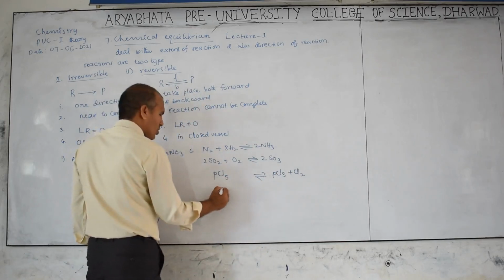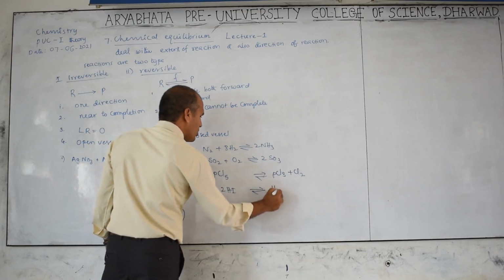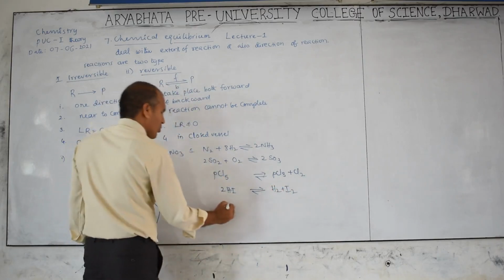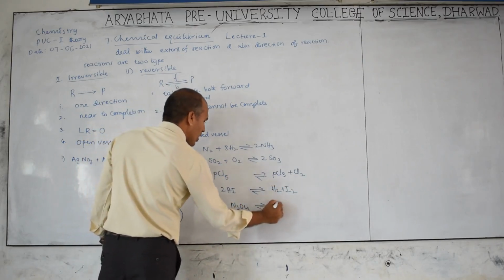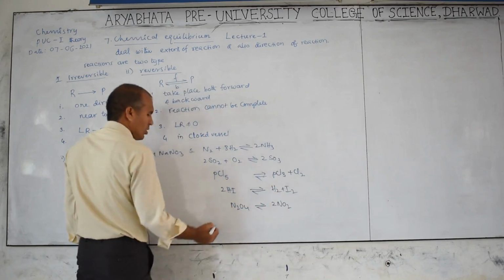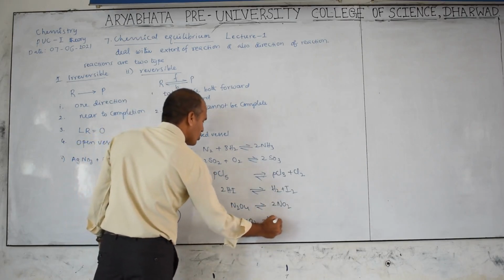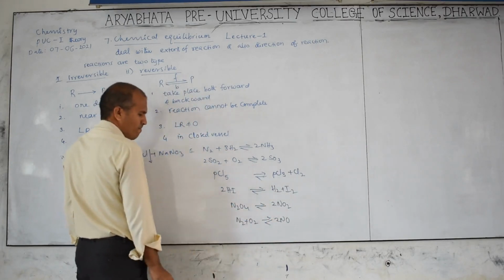Another example, 2HI gives rise to H2 plus I2. Another one, N2O4 gives rise to 2NO2. Next, N2 plus O2 gives rise to 2NO.